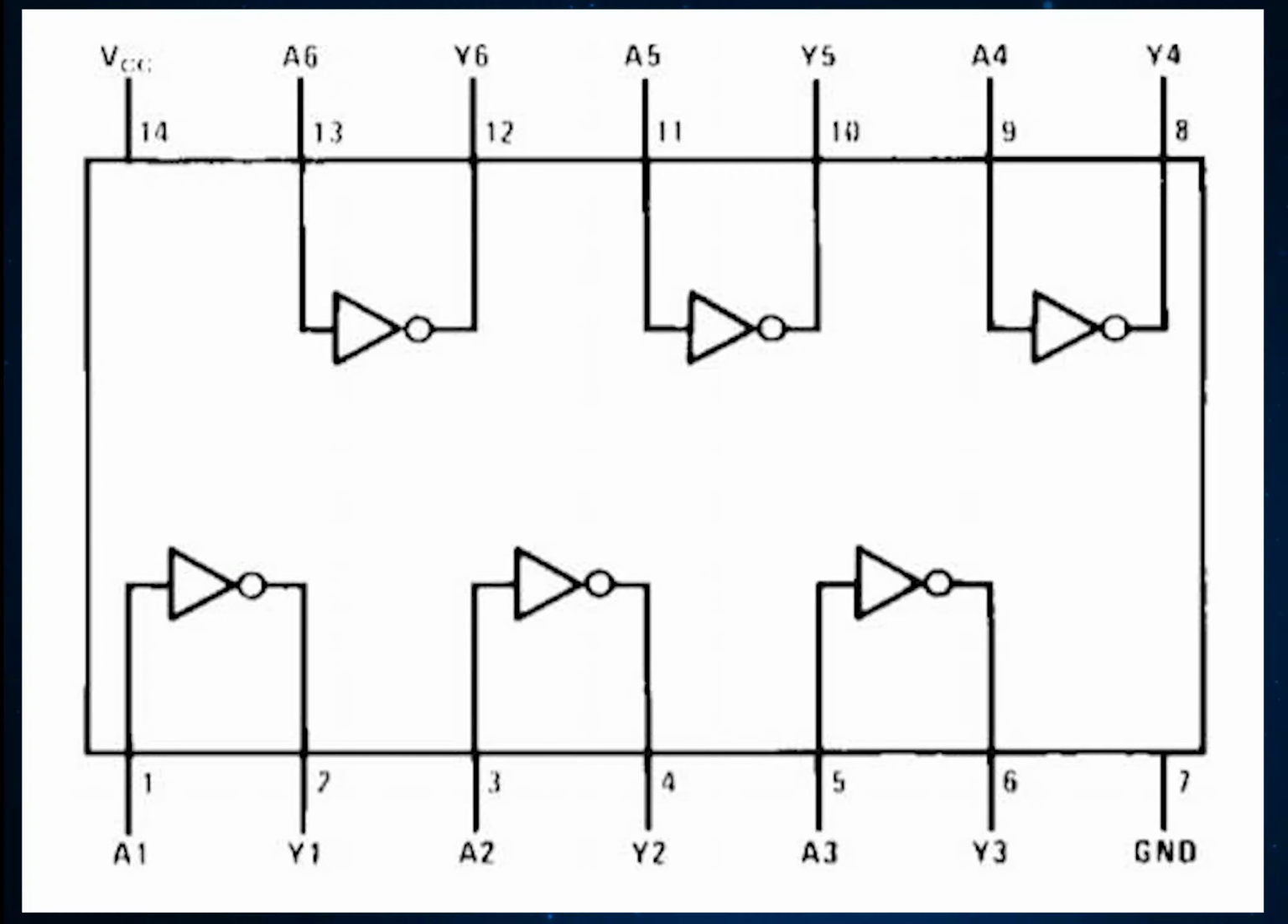A 7404 IC for an inverting gate. It inverts the inputs. We used pin 1, 3, 5, 9, 11, and 13 for the inputs, while we used 2, 4, 6, 8, 10, and 12 for the outputs. While pin 7 is connected to the ground and pin 14 is connected to VCC.